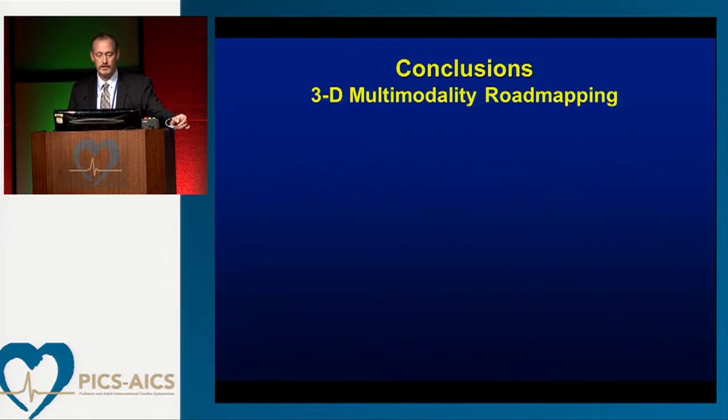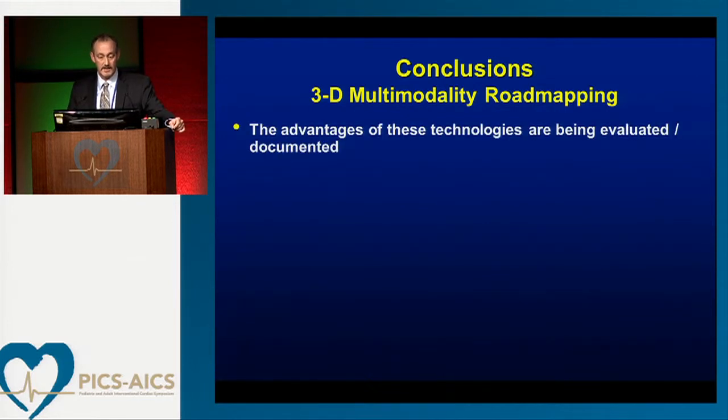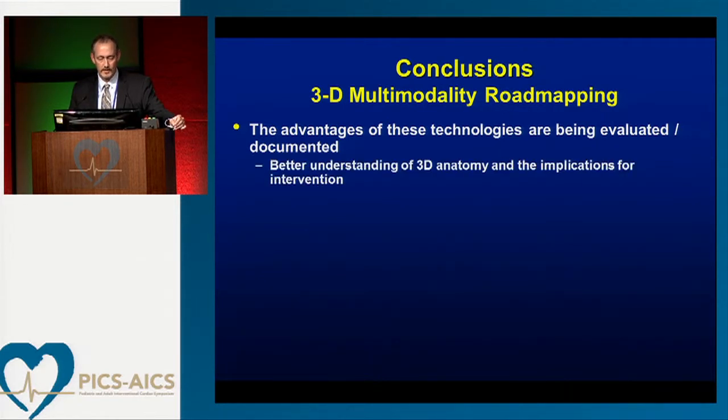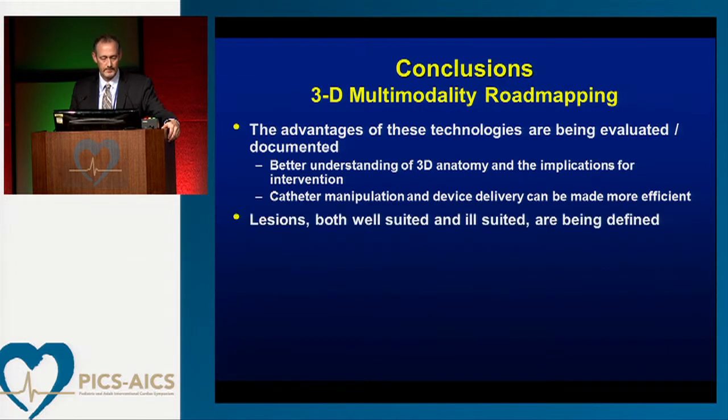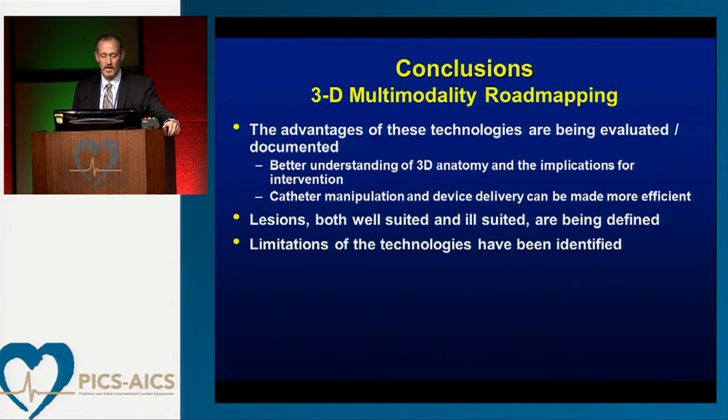So in conclusion, using 3D multimodality road mapping, the advantages of these techniques are still being evaluated, and we're starting to document specific uses where they're helpful. I think we can better understand the 3-dimensional anatomy and the implications for intervention. Catheter manipulations and device delivery can be made more efficient. Lesions, both well-suited and ill-suited for these technologies, are being defined. Limitations of the technology itself are also being defined.